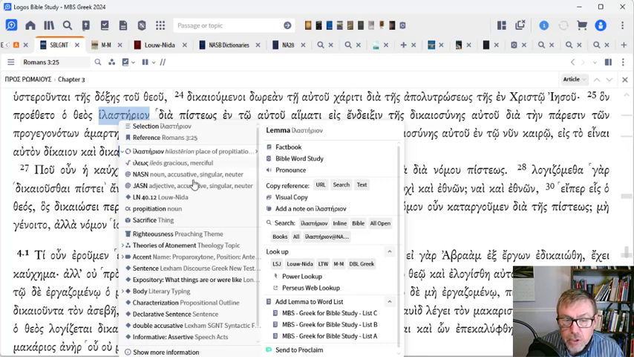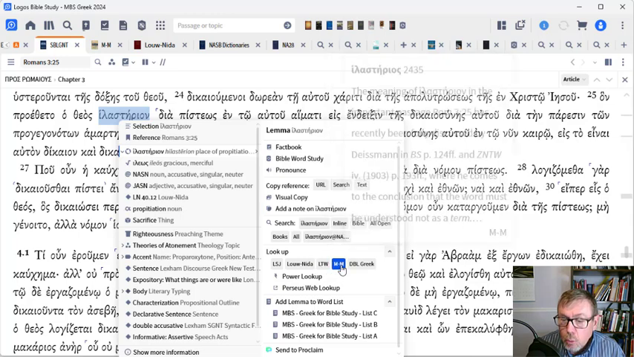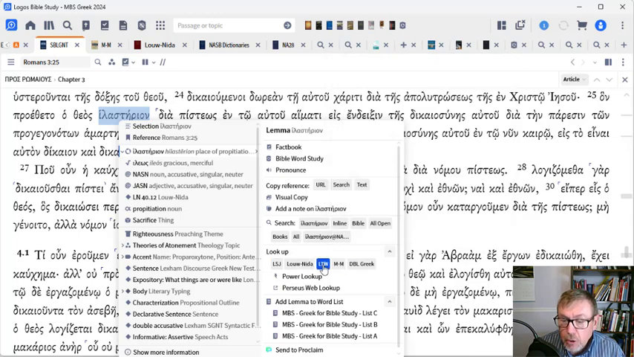We're just going to right-click on that word, and we get this nice breakout of all the different features that they have. They list a gloss of it right here, place of propitiation, mercy seat, noun, and they break it down. But one of the things that we can do is come down and look up this word in the dictionary. And we have several different dictionaries that we can look at.